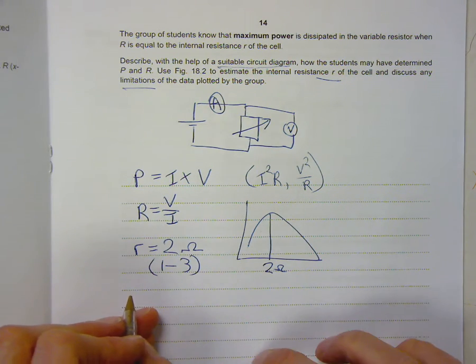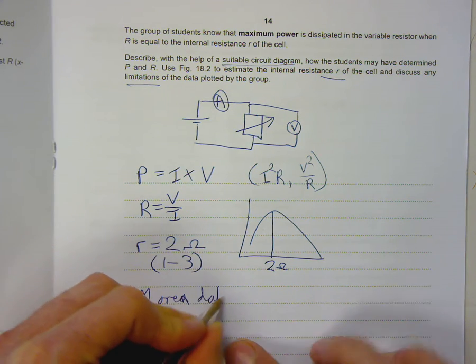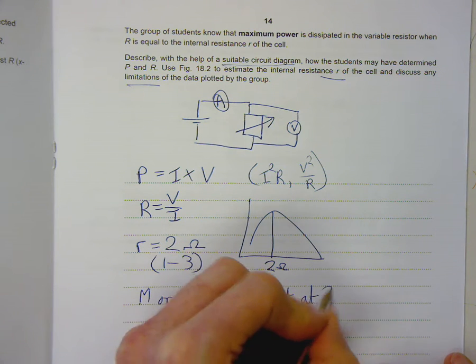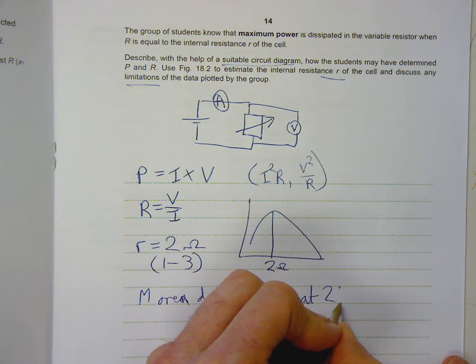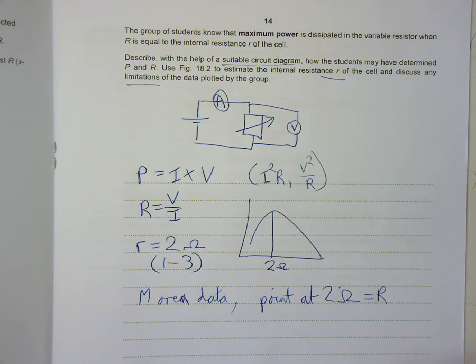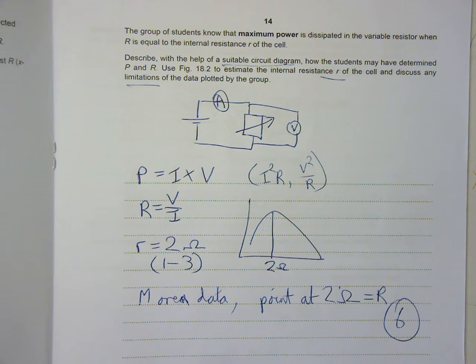Now, what are the limitations? You possibly want more data. Specifically, a point at 2 ohms, when the external resistance is 2 ohms. Essentially, you stick all that down, you get 6 marks. Remember, however, this is an impression question, so you need to write good English, not just symbols. But if you've followed a logical pattern, you should get full marks.